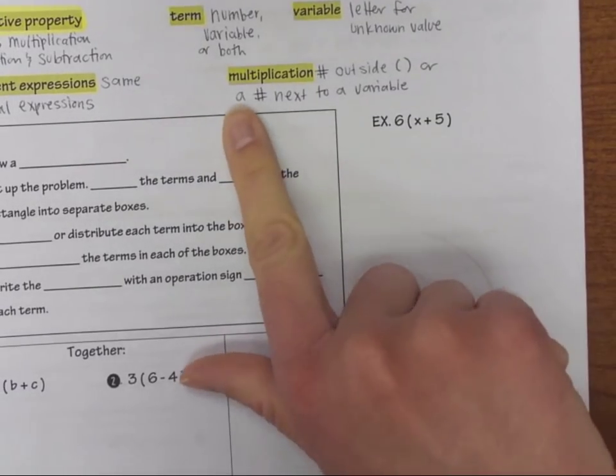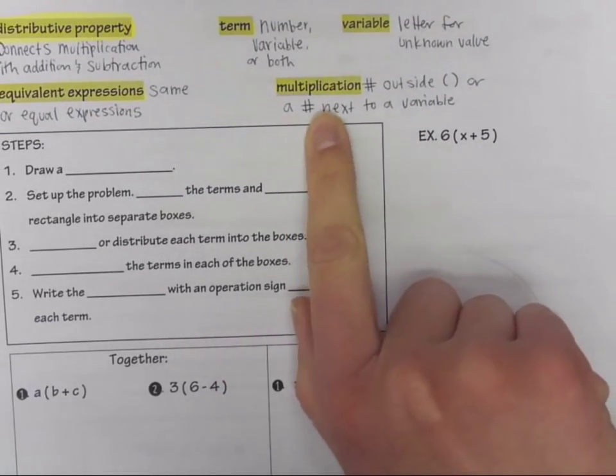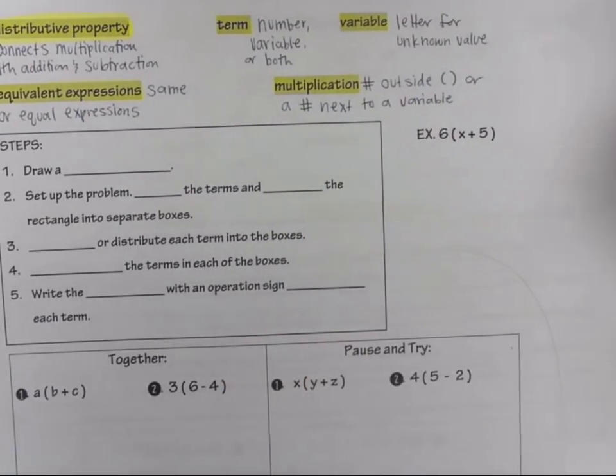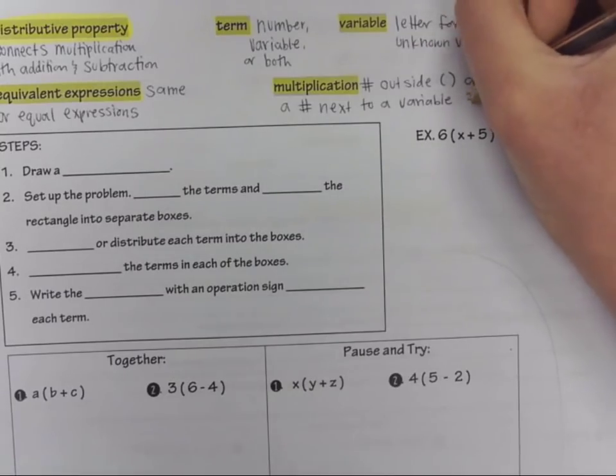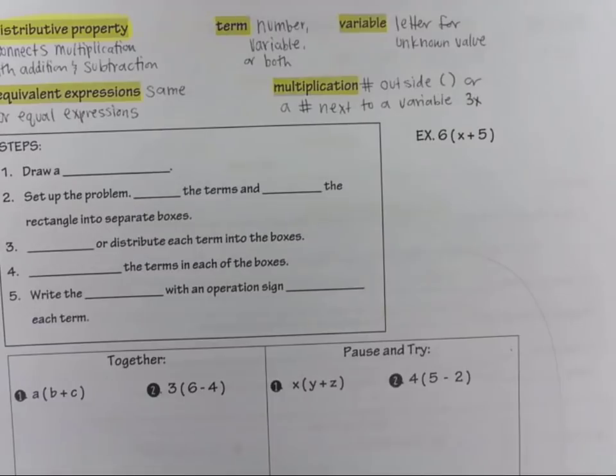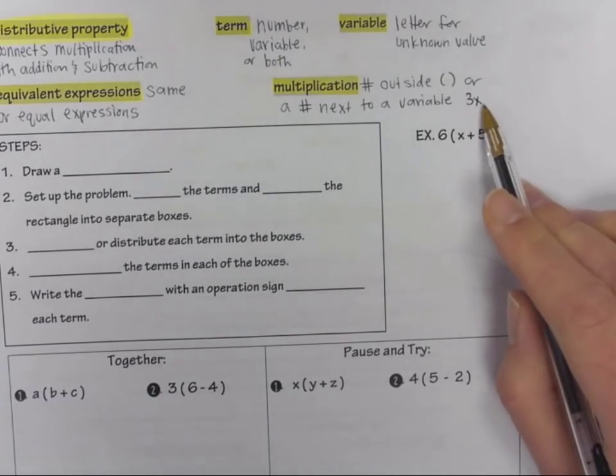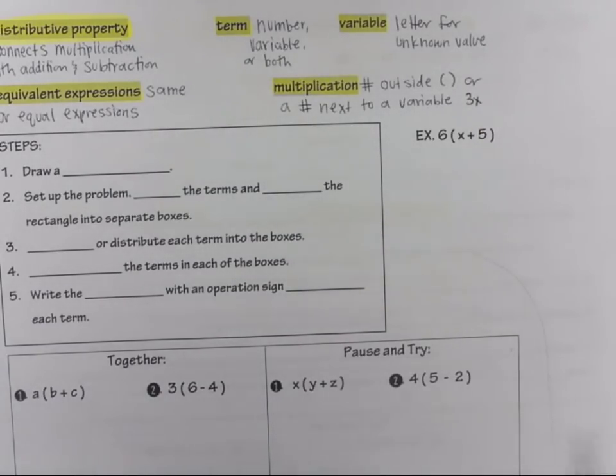We also will see examples today of when a number is next to a variable and how that's multiplying. That would be an example like 3x. That really means 3 times x, and remember, 3 is our coefficient, x is our variable, and together they make a term.